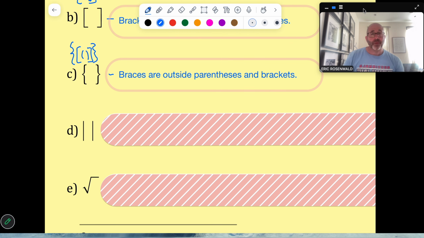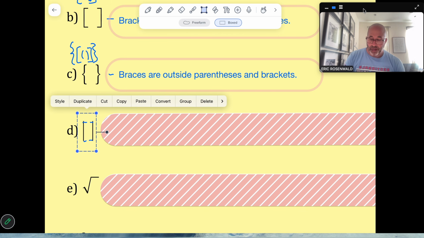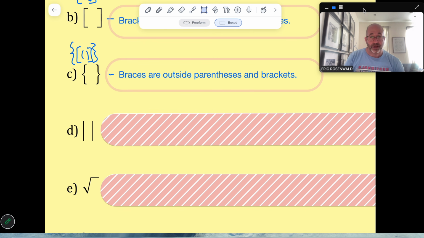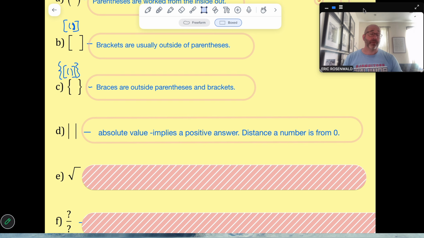The next one is when we have the double lines, with nothing in terms of position at the top or the bottom. It's just two straight lines. This is our mathematical way of saying absolute value. What absolute value means is that it's always going to be a positive answer unless there are negatives on the outside or something like that. But the definition of absolute value is the distance that a number is from zero.